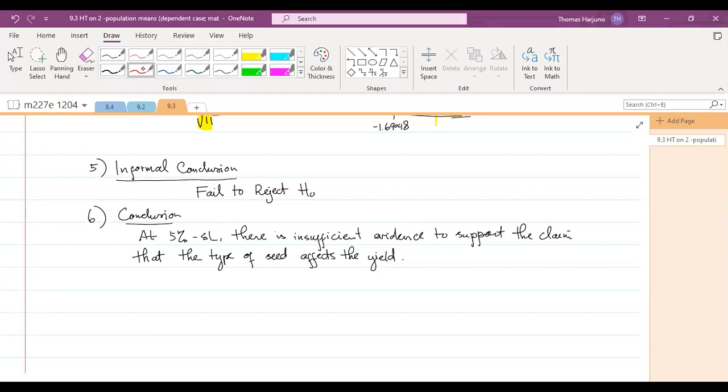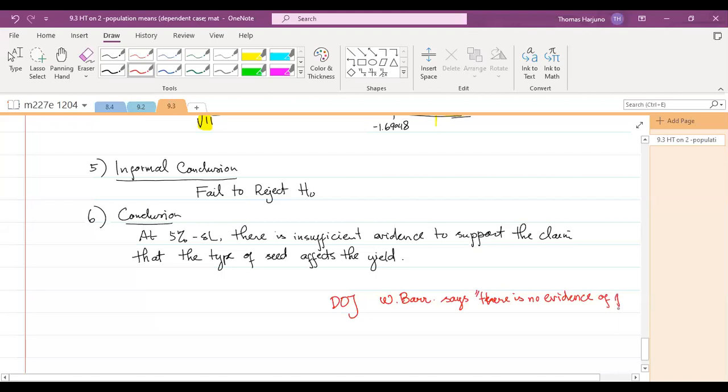Okay, one thing that I read is this: the Department of Justice says that William Barr says that, this is from the news, there is no evidence of election fraud. That's from the headline of the news, right? But there's a problem with this statement, first of all. Because when we do statistics, when we do hypothesis testing, we never say there's no evidence of fraud. Not supposed to.